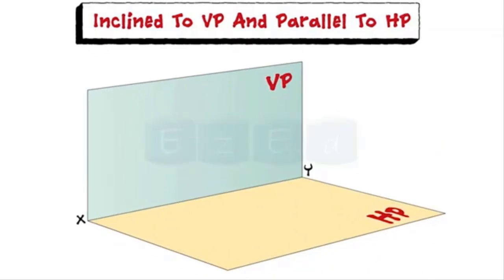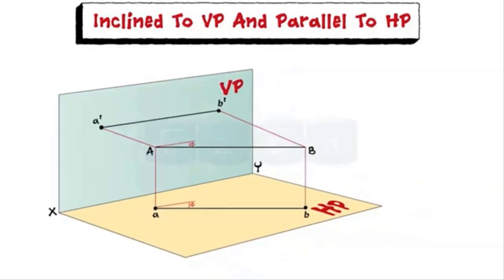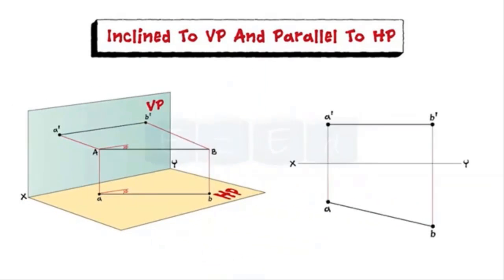Let's see a line which is inclined to VP and parallel to HP. For this case, line AB is inclined with respect to VP, but it is parallel to HP, and its representation is as shown, and also its orthographic pattern is shown. In this case, top view is inclined to line XY and shows true length of AB, and front view is parallel to line XY.